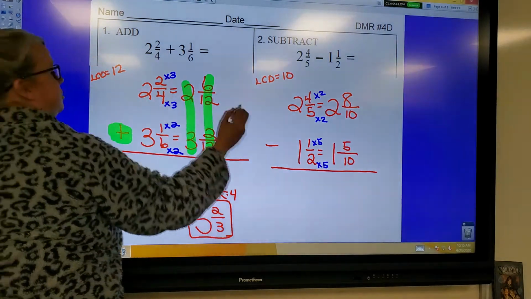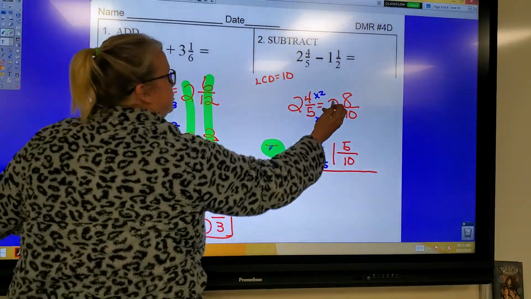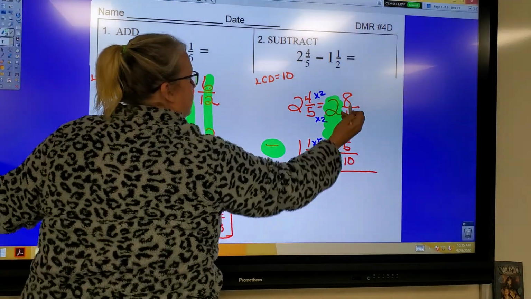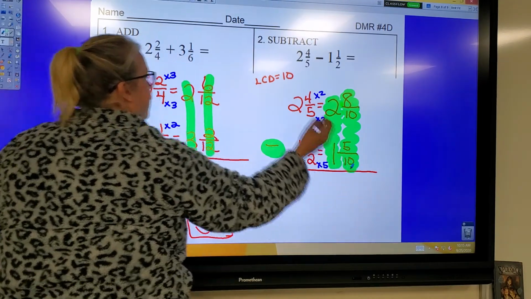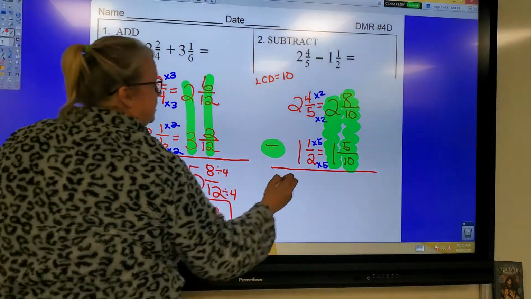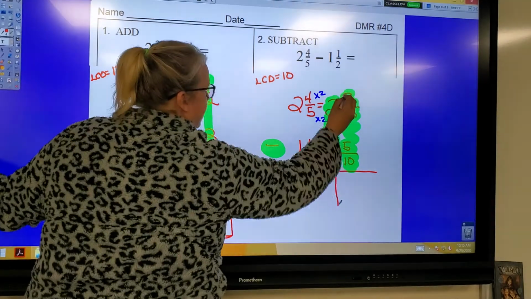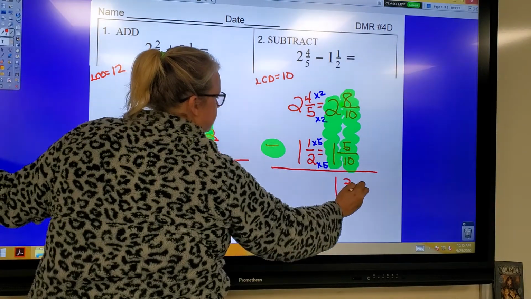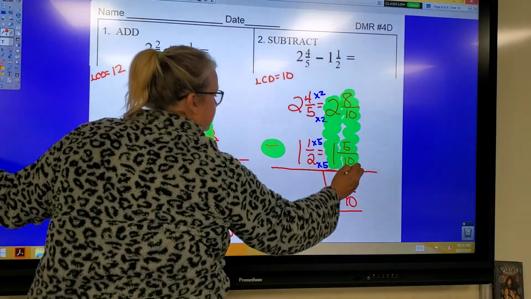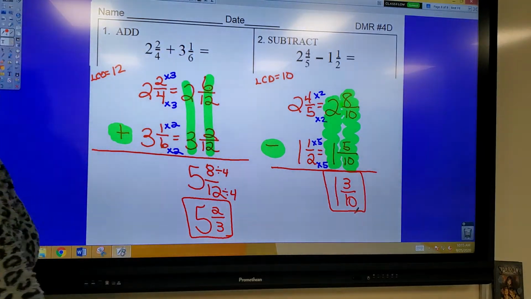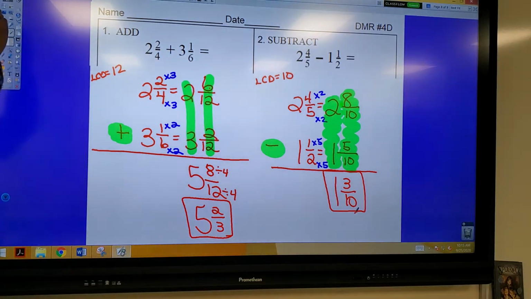Now I am ready to subtract. 2 minus 1, 8 tenths minus 5 tenths. 2 minus 1 is 1. 8 tenths minus 5 tenths is 3 tenths, which cannot be simplified, so you are finished. Moving on to questions 3 and 4.